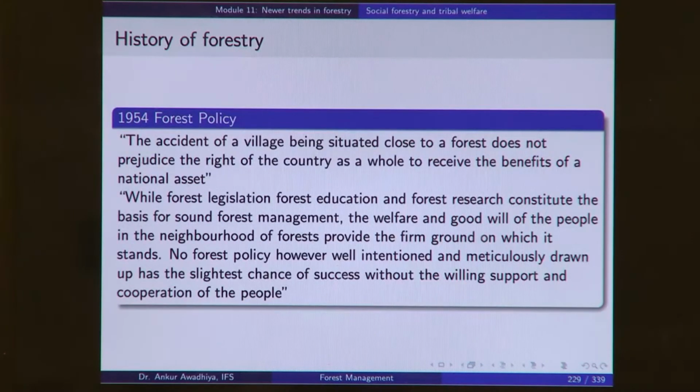Then in the 1954 forest policy, while forest legislation, forest education and forest research constitute the basis for sound forest management, the welfare and goodwill of the people in the neighborhood of forest provides the firm ground on which it stands. No forest policy, however well intentioned and meticulously drawn up, has the slightest chance of success without the willing support and cooperation of the people. So, with this 1954 forest policy, we said that social forestry is now an integral part. We need to look at it. Without it, we will not be able to conserve the forest.